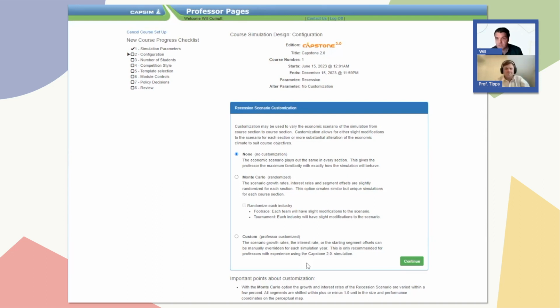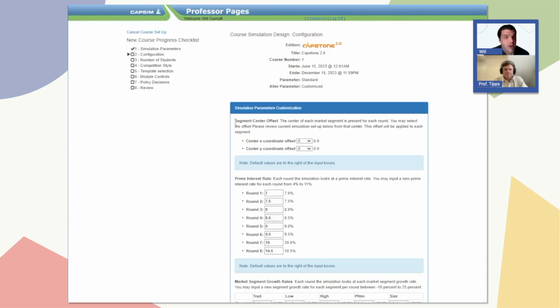Yeah, sounds great. The first option that you have for customization would be the segment center offset. This means that the center of each market segment will be different than previous semesters, meaning the customer expectations for positioning will be different as well from previous semesters.